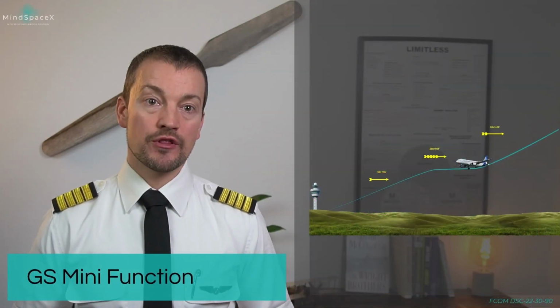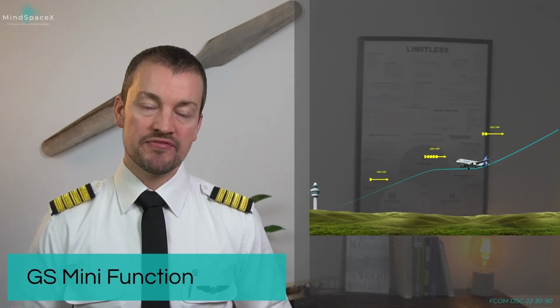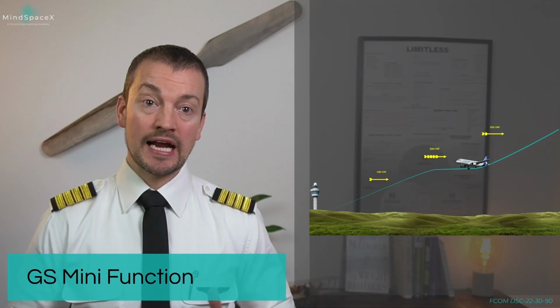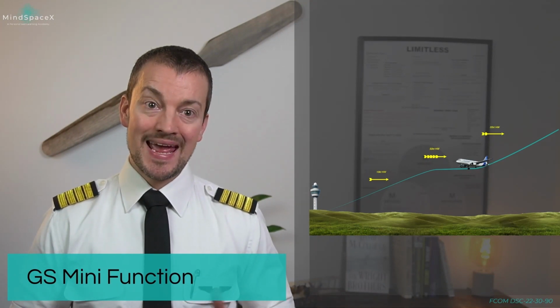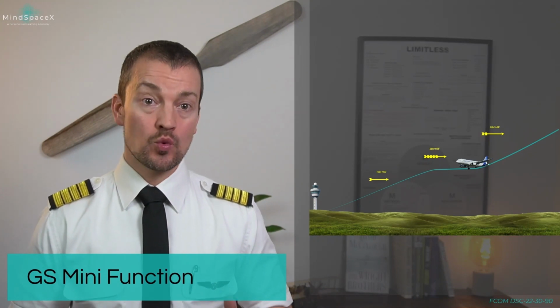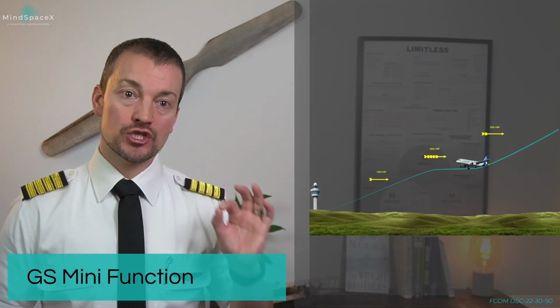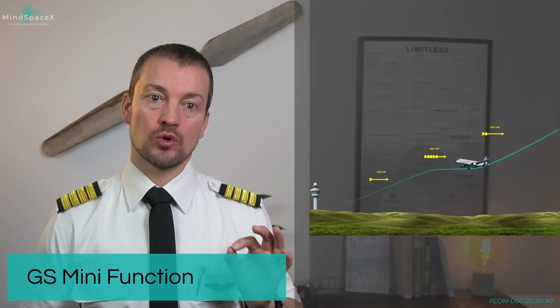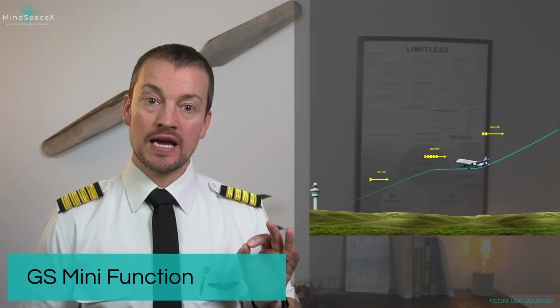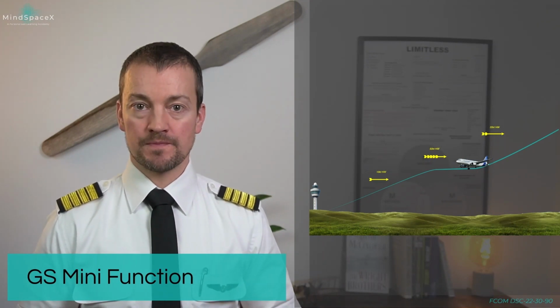Let's go down a little bit further. Now the aircraft is experiencing a significant increase in headwind, a gust. My headwind, the actual wind at the aircraft's nose, is going to increase from 20 knots to 50 knots. Remember, it's just a gust, which means it's very short-lived. But let's see how the aircraft reacts to it, both with and without ground speed mini function.